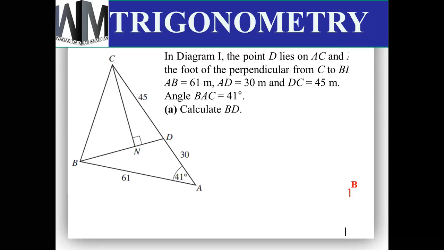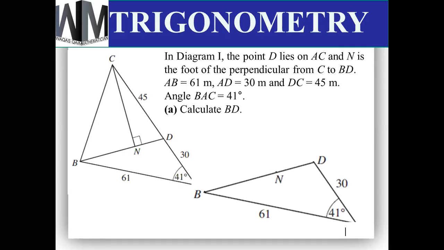Now we have to calculate the length of side BD. For finding the length of side BD, we are going to apply the cosine rule. We have this triangle, and the cosine rule will be the square of 61 plus the square of 30 minus 2 into 30 into 61 into cos of 41. And that will be reduced to 43.1.